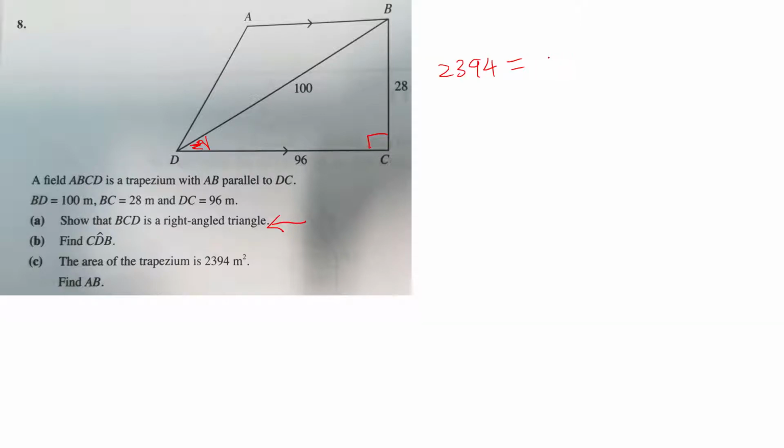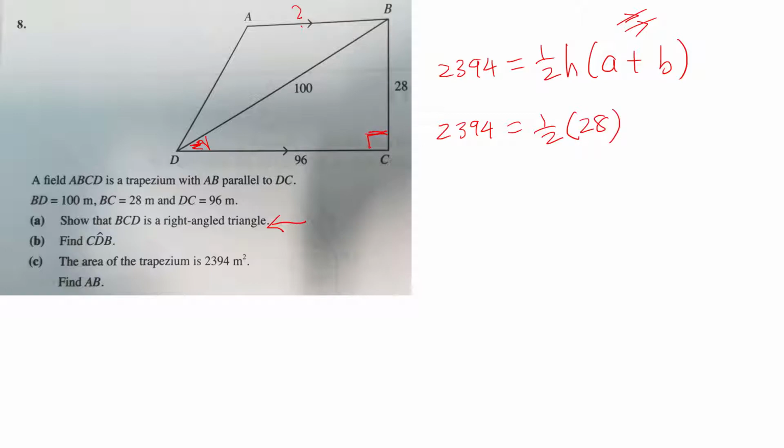The formula for area of the trapezium is half times the height times A plus B. What is A plus B? They are the two parallel sides, which is AB as well as CD. So very simple, 2394 is equals to half. The height, we actually know that is 28 because it is 90 degrees or perpendicular to CD. Okay, we have 96 plus B.